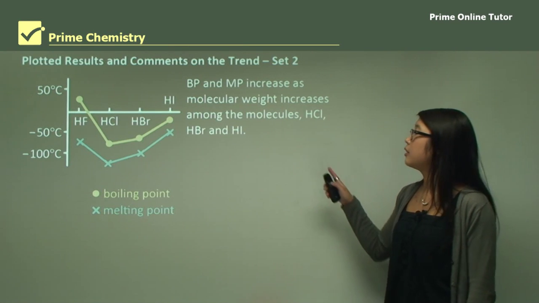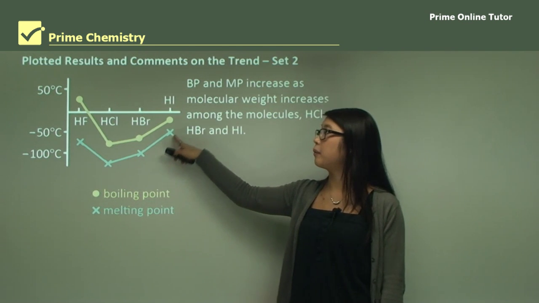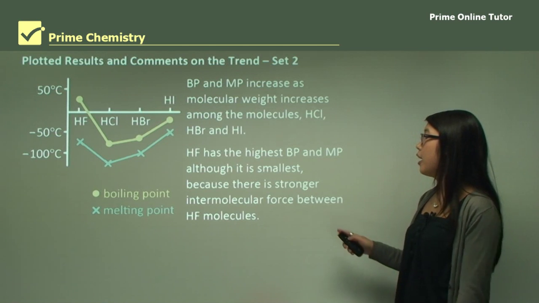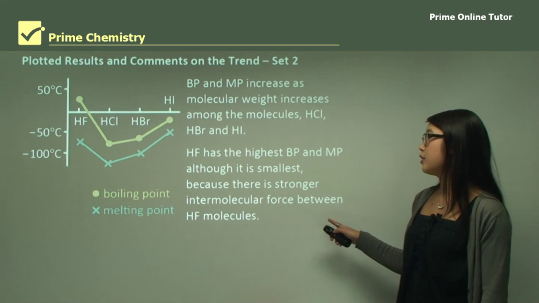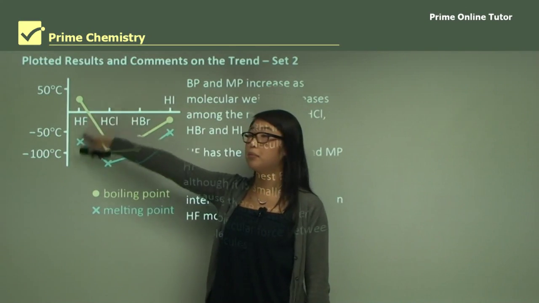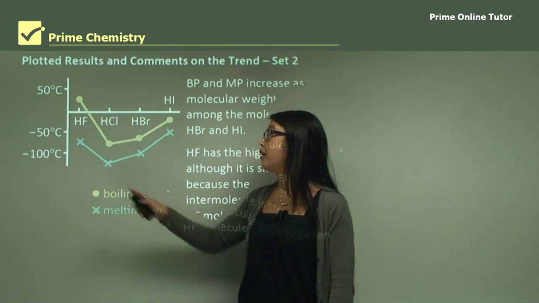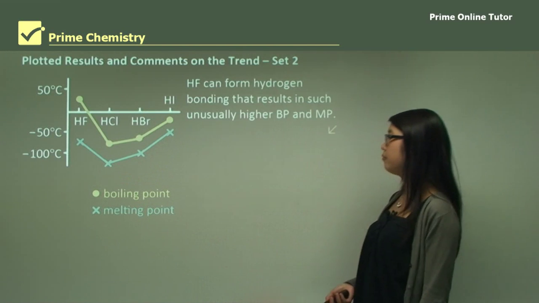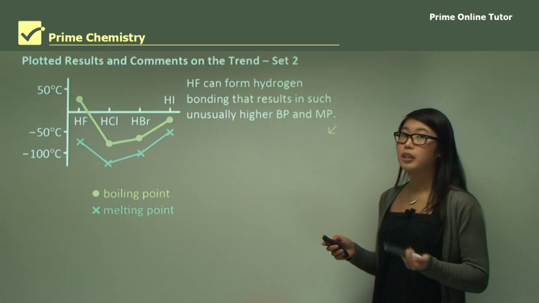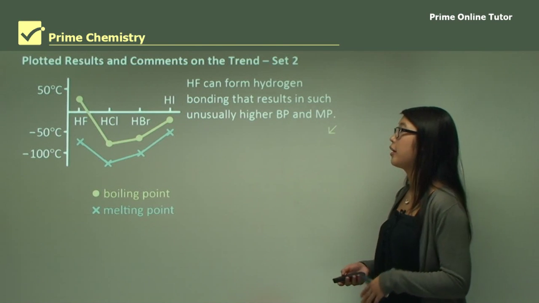So HCl, hydrogen bromide, and hydrogen iodide are increasing in weight, and we're getting higher and higher temperatures. Hydrogen fluoride, however, doesn't fit this trend. It's the smallest, but it has the strongest intermolecular forces between its molecules, and therefore we get high melting and boiling points. So we need to put lots more heat in to break them apart to change the state compared to these ones here. Hydrogen fluoride can form hydrogen bonds that result in unusually high melting and boiling points because they're stronger, therefore we have to put more energy in to break them up.